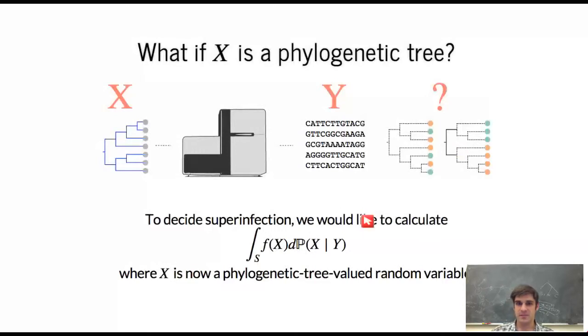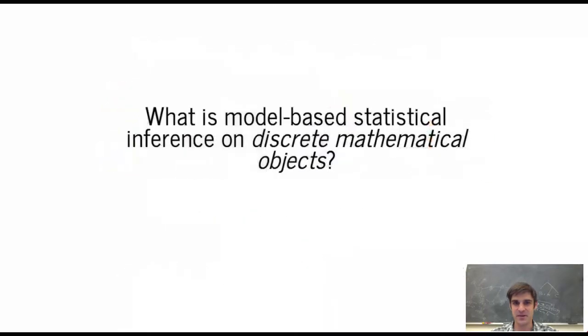So this motivates us to start thinking about how we can do this sort of probabilistic reasoning when we have discrete objects, when X is a discrete object. It actually is a little bit more complicated than this because phylogenetic trees are a combination of discrete and continuous parameters, but let's just say it's a discrete object. Any questions on that? Okay. So how does this actually work?